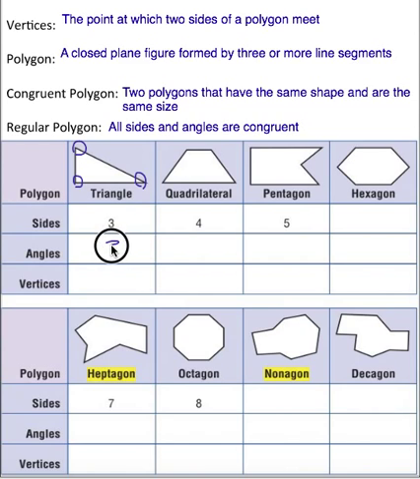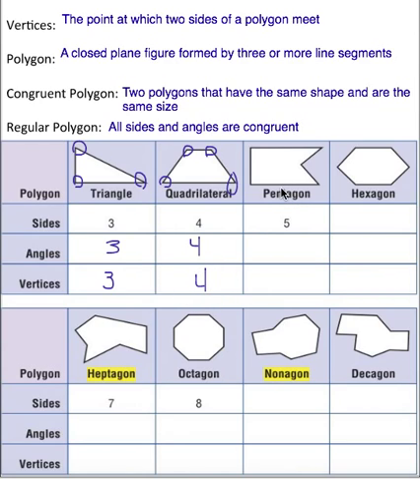So there's 3 angles in a triangle, and there's 3 vertices in a triangle. And if we move over to our quadrilateral, it has 4 sides. And if we wanted to count up how many angles and how many vertices our quadrilateral has? There are 4. And if you haven't already noticed, there is a pattern.